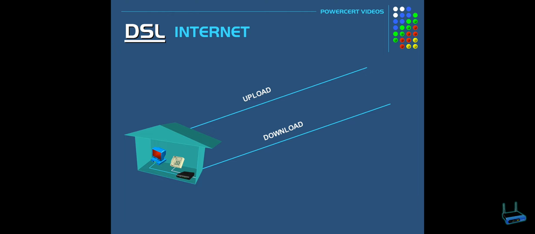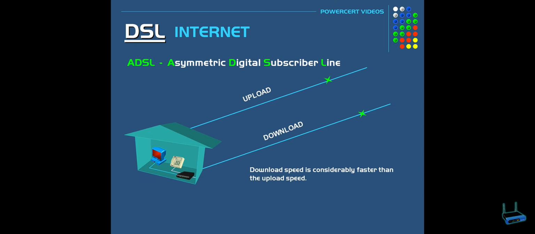Now, there are a few different forms of DSL, and one is called ADSL, which stands for Asymmetric Digital Subscriber Line. Now, this is called asymmetric because the download speed is considerably faster than the upload speed. This type of DSL is mainly used in homes because home users typically download a lot more than upload. And ADSL is the cheapest form of DSL.